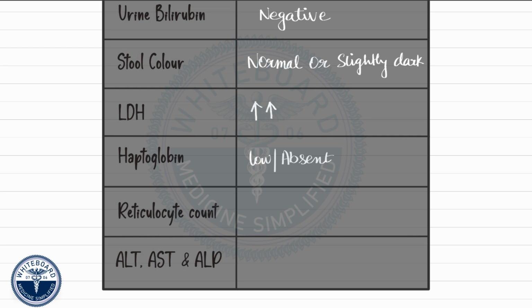The reticulocyte count is markedly elevated, as reticulocytes are the immature RBCs. The bone marrow compensates for the loss of RBCs by increased production, leading to a high reticulocyte count. The high reticulocyte count is a sign of increased bone marrow activity. The ALT, AST, and ALP levels are normal, as no significant liver or bile duct injury occurs.